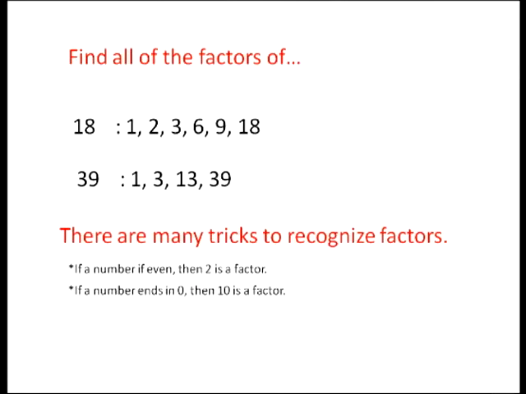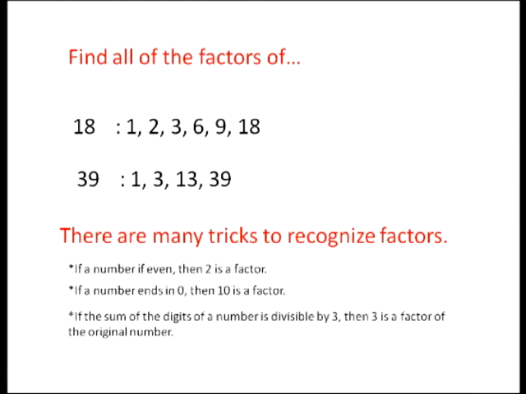If a number ends in 0, then 10 is a factor. Now think about it, if 10's a factor, then that means most likely 2 and 5 are factors as well. Okay? This is a weird one, but it's actually really helpful.